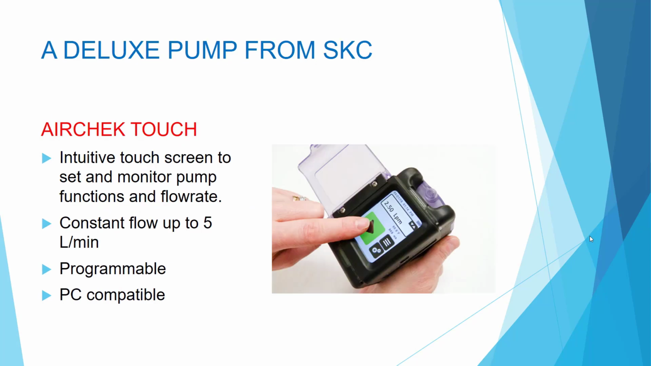If you have a little bit more budget money, it will be very well spent on the AirCheck Touch. Like your cell phone, this pump is very intuitive. You can figure out how to use it without reading the instruction manual. The AirCheck Touch has a very powerful battery that can provide constant flows up to 5 liters per minute and long run times. You can also program the flow rate and the sample time directly from the touchscreen or by using the optional SKC software.